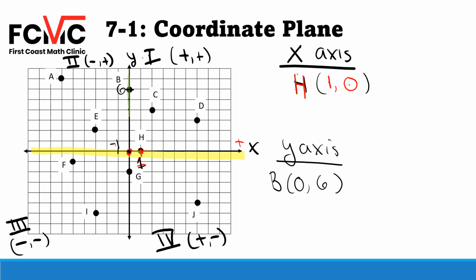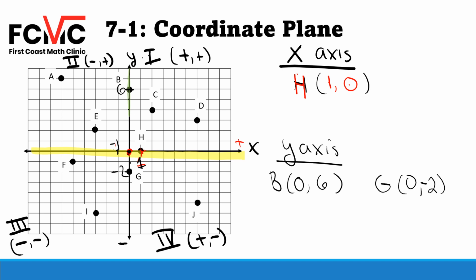And what about G? So again, we don't have to move to the left or right at all. So x is going to stay 0, but we're moving down, so we're moving in a negative direction into the negatives. Negative 1, negative 2. So our y value for G is going to be negative 2.